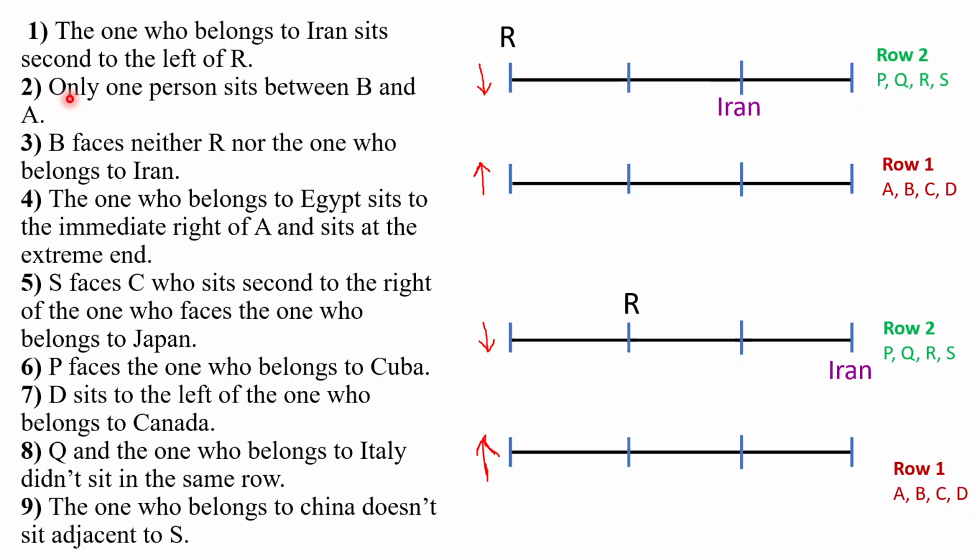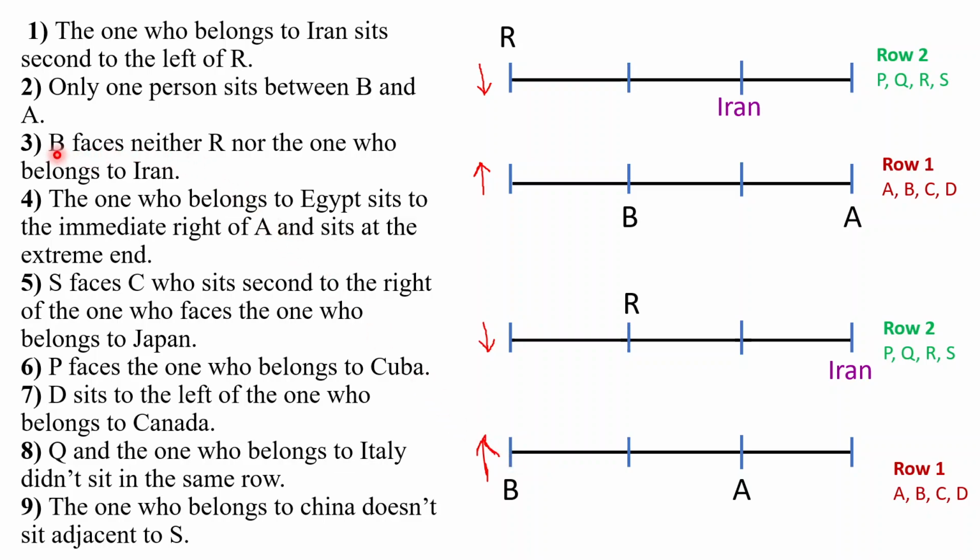Now clue 2 says only one person sits between B and A. Now B and A both are seated in row number 1. So let's suppose A is here at the extreme end position in case number 1. So B will come here at this position which I am pointing right now, because there is only one person between A and B. In case number 2, let's suppose A will come here at this position. Then B will be seated here at the extreme end position in case number 2.